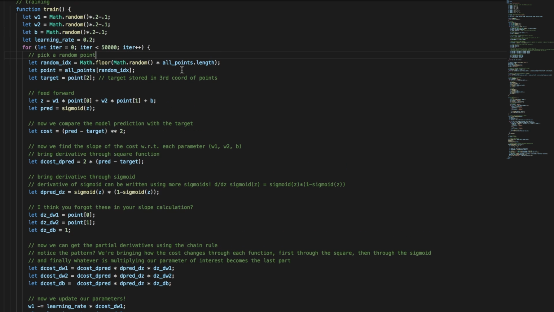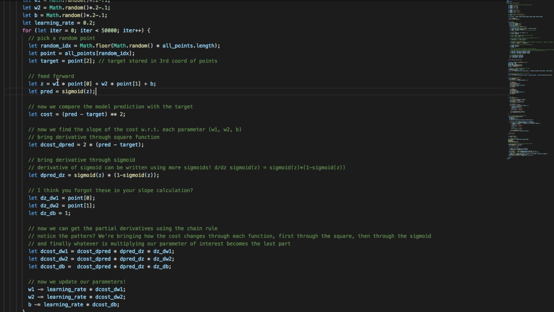Now here's how we train our network. We pick a random point, a random flower. So now we're looking at a single flower. I get out its type, which becomes our target. So this will be a 0. This target variable will be a 0 for blue flowers and 1 for red flowers.